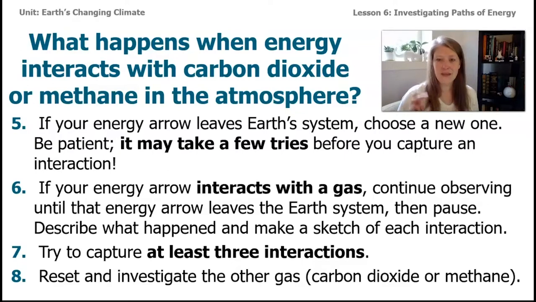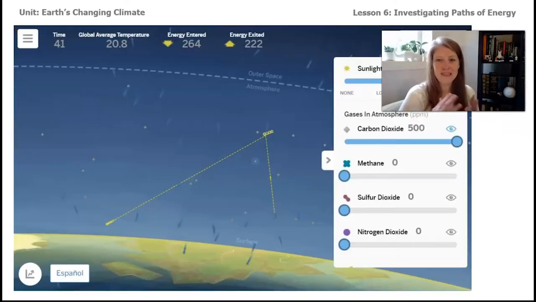Try to capture at least 3 interactions to show what you're seeing. And then reset and investigate the other gas. The 2 gases we're investigating are carbon dioxide and methane. And once you do that, you'll have something that looks sort of like this, hopefully, we'll see.